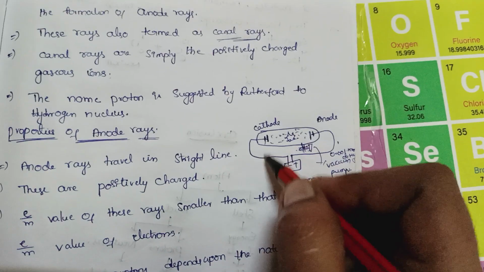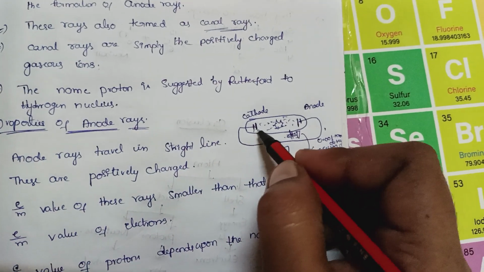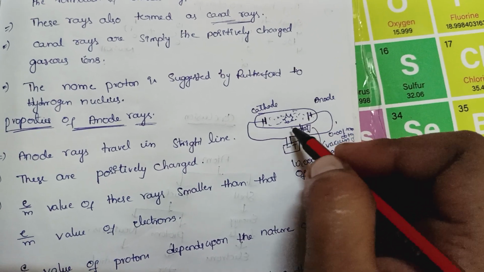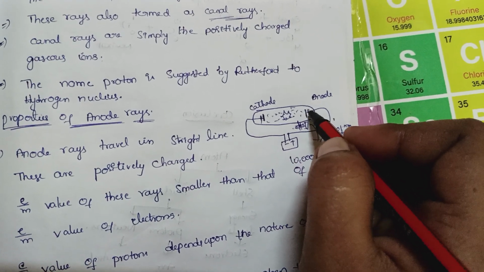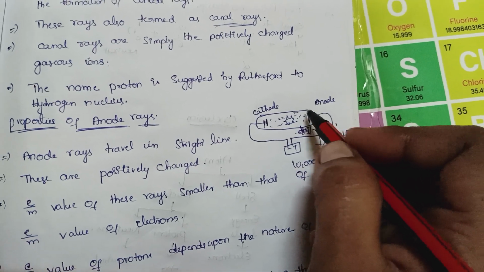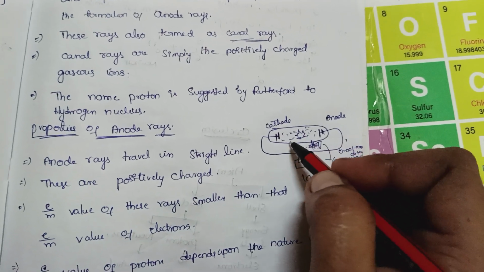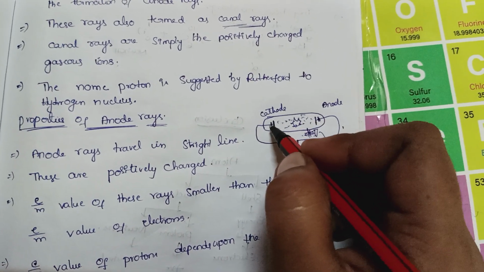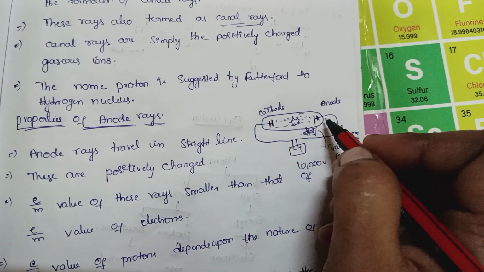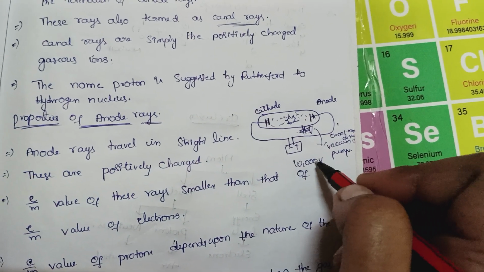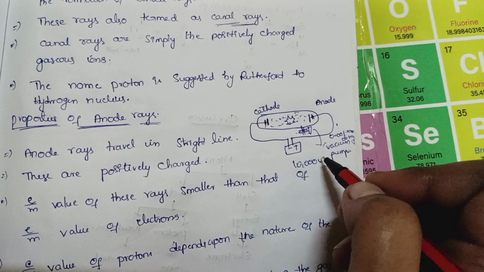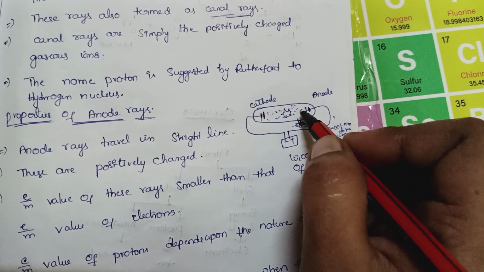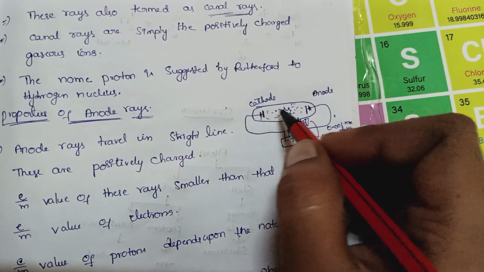If we take a discharge tube, this is the cathode and this is the anode. In the cathode ray experiment, he used a perforated anode. When discovering the protons, he used a perforated cathode. Perforated means holes are present. Whenever a high voltage of 10,000 volts is applied, some rays will be generated. These anode rays will pass towards the cathode.